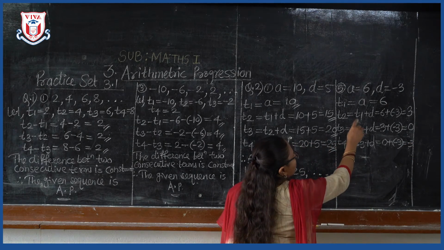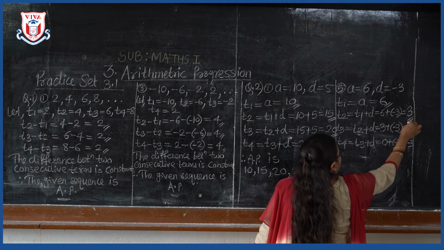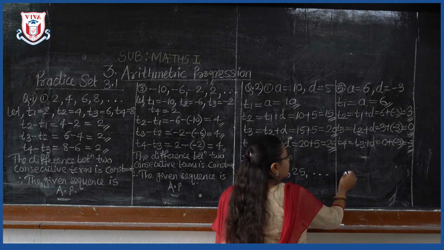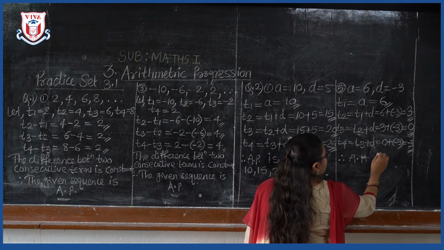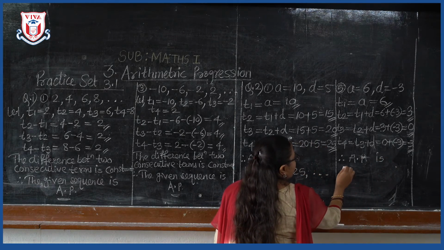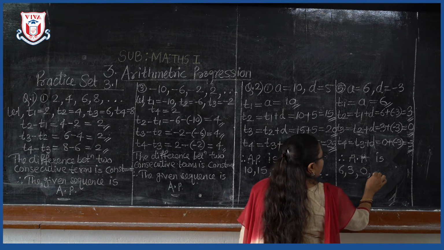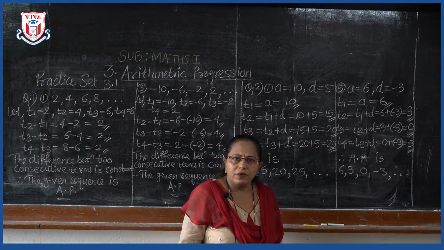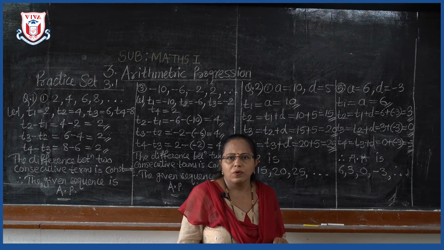So this way we got 4 terms. First term 6, second term 3, third term 0 and fourth term minus 3. Therefore, AP is 6, 3, 0, minus 3 and so on. Followed? So this way you have to solve question number 2. Okay?